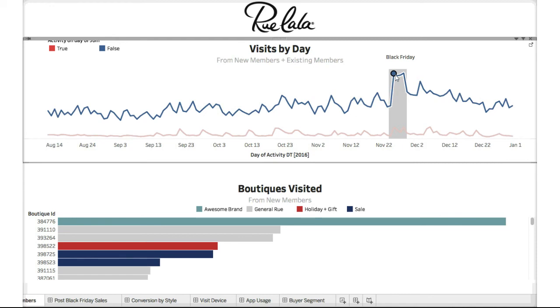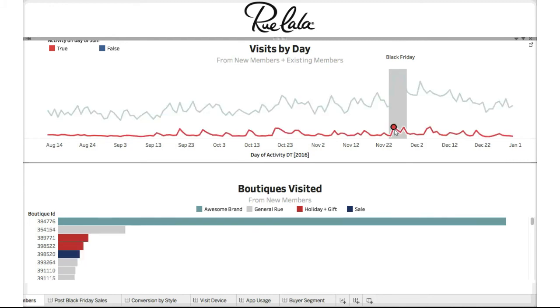So interesting that this one brand is driving all of this traffic. When we look at just the folks, the members that joined that day, that boutique is an enormous amount, well over 50% of all of the visits, all of the boutique visits that occurred by this group, those that joined on Black Friday, went to this specific brand. So we can begin to see that there's something that's separating this group of members apart from the rest of those that shopped on Black Friday.